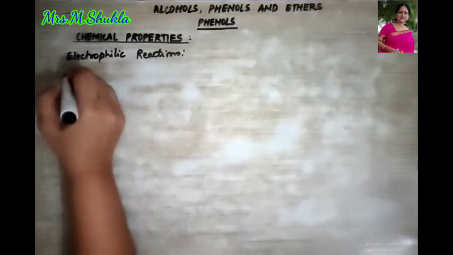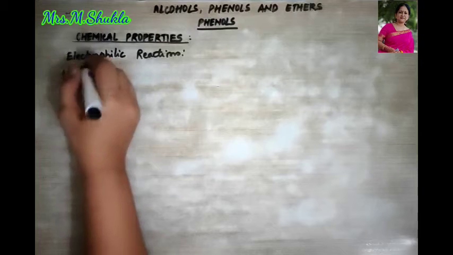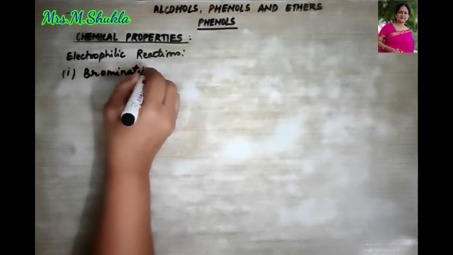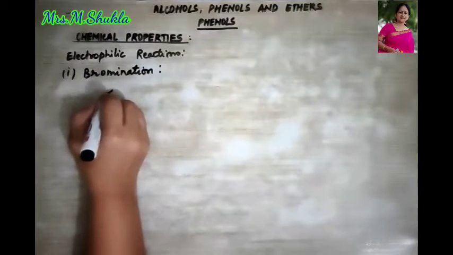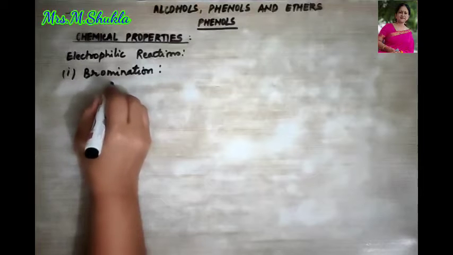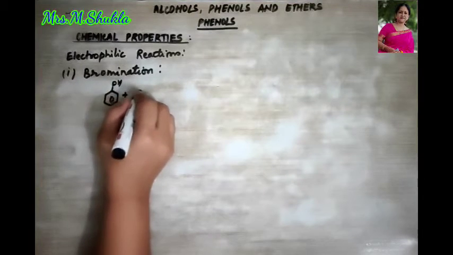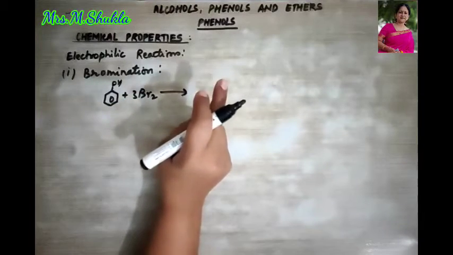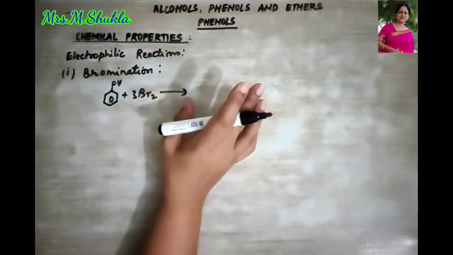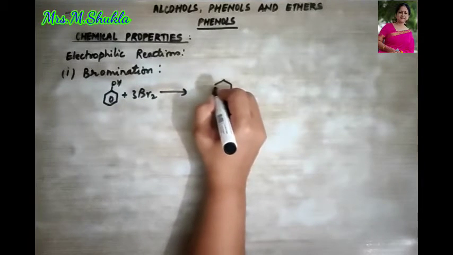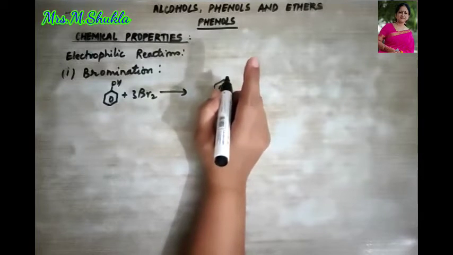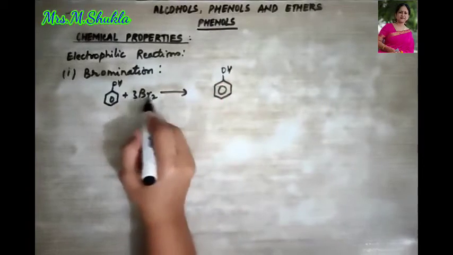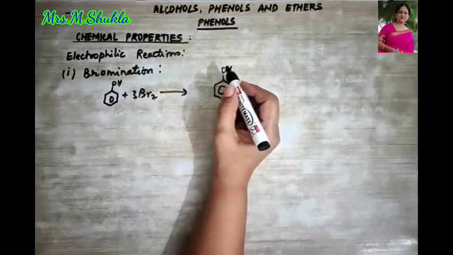So let's begin with the first electrophilic reaction, that is bromination. Over here the phenol reacts with bromine to give 2,4,6-tribromophenol. What does it give? I repeat when I draw over here. So this OH remains here. 3 bromine atoms are there. So which places did I say?